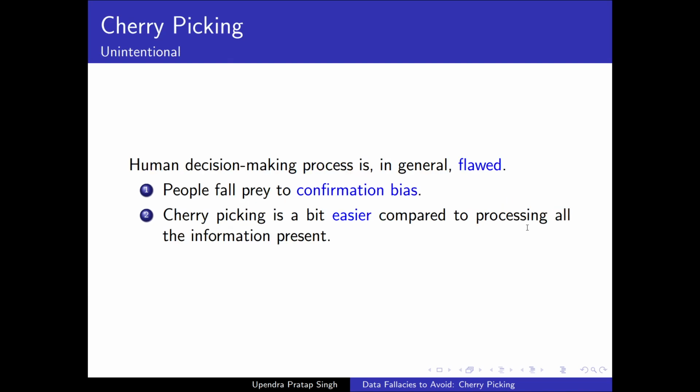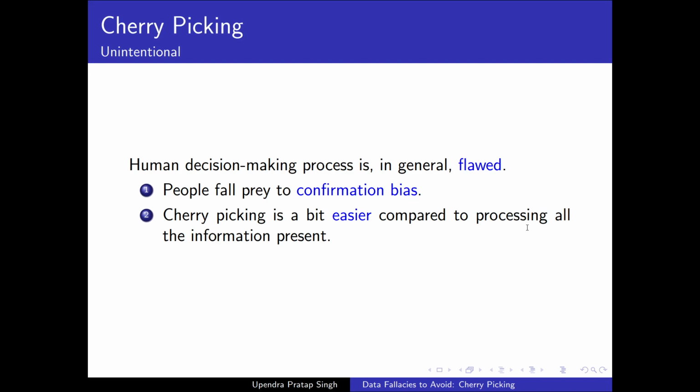In most of the cases, cherry picking is unintentional. The reason is that we are all human beings, and human beings naturally fall prey to something called confirmation bias. Simply put, confirmation bias is a tendency of human beings to look for points that support their mental thought process. So when required to collect evidence, a human being is more likely to collect the evidences that support his or her thought process as compared to the evidences that do not.